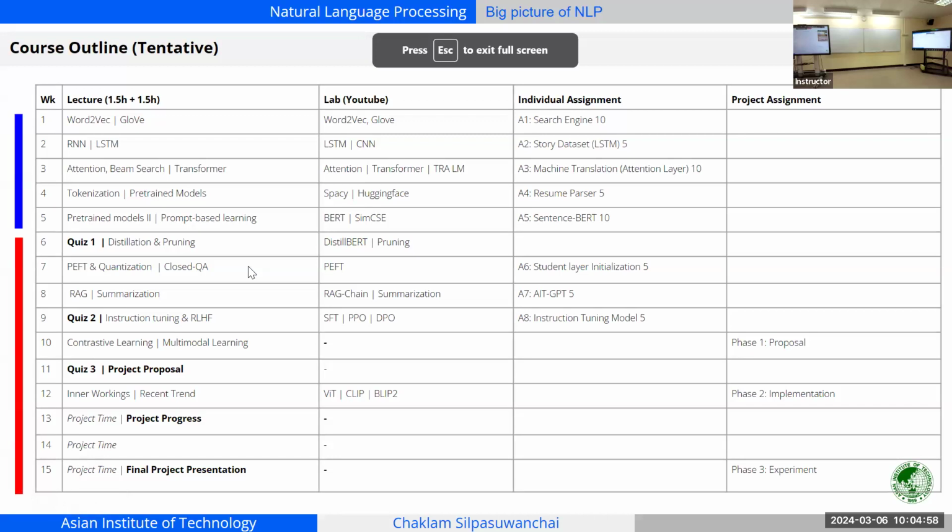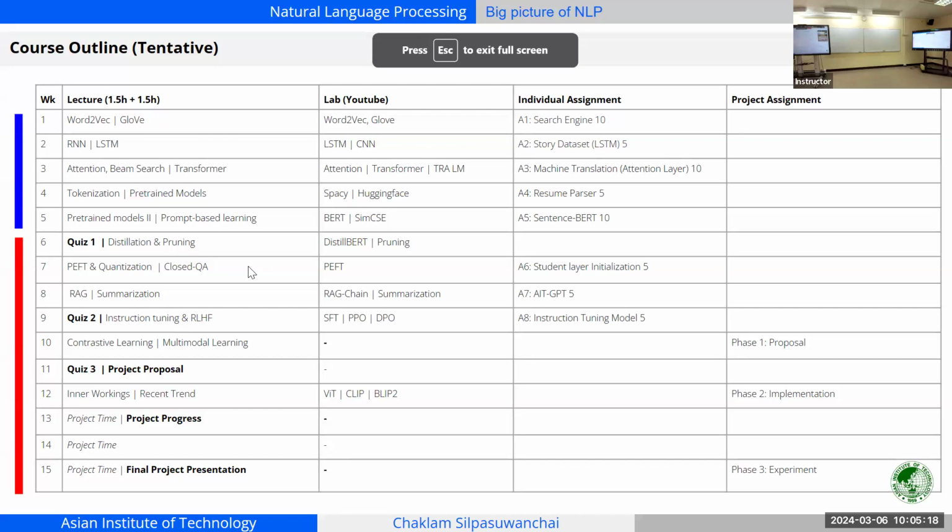And maybe by end of today's class, maybe Gun can talk about quiz two a little bit and what you need to prepare. And then we're gonna do some instruction tuning, right? And when I'm back, maybe we do summarization, contrastive learning, multimodal learning, inner workings, perhaps recent trends.